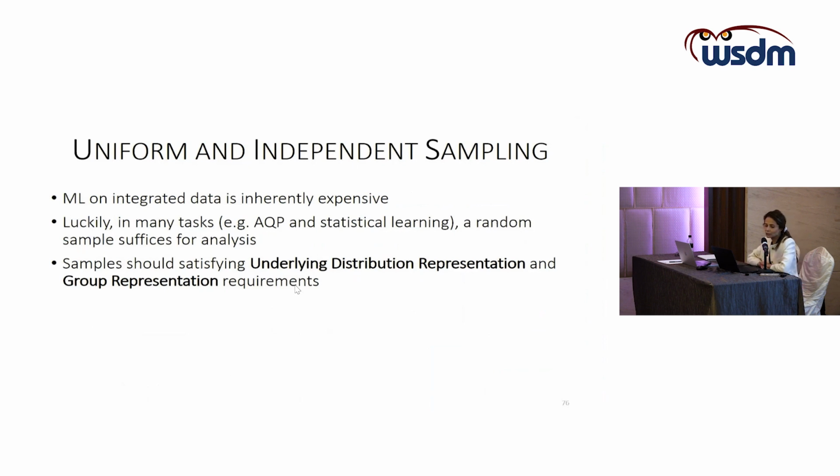So we will talk about data cleaning and some of our ongoing work in the third part of the tutorial. And at this point, I would like to talk about uniform and independent sampling over relational data. In general, machine learning on normalized data is inherently very expensive, mostly because integration and particularly join operations on very large data sets are expensive. But luckily in many applications, such as approximate query processing and learning, just having a random sample suffices for learning. So we don't actually need to integrate the data and then compute approximate query answers or perform learning.